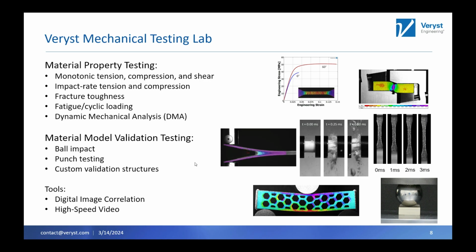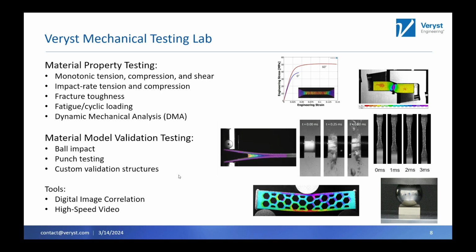We also regularly do what we call validation tests, which are usually more complicated test geometries than conventional tests. That's ball impact or punch testing, as well as what we call custom validation structures, which are usually designed to test a product, something that's been produced, and we will design a test fixture around loading the product in a particular way to make sure that the work we've done on the simulation material models, which are so complicated, are accurate.